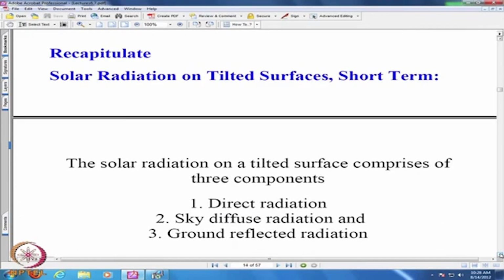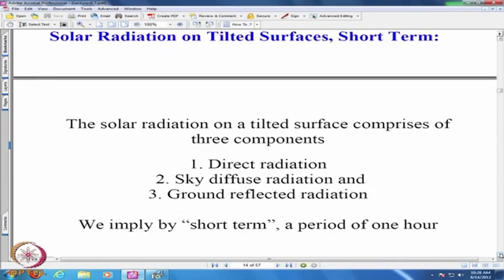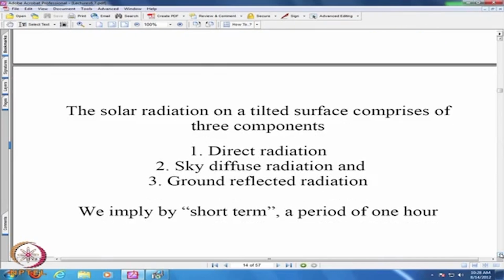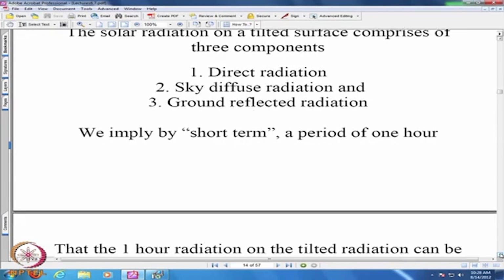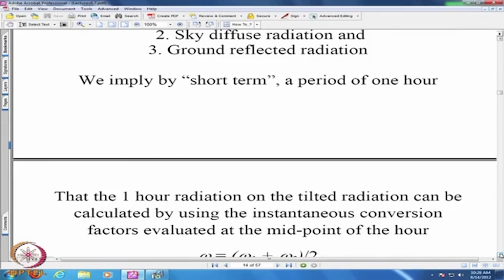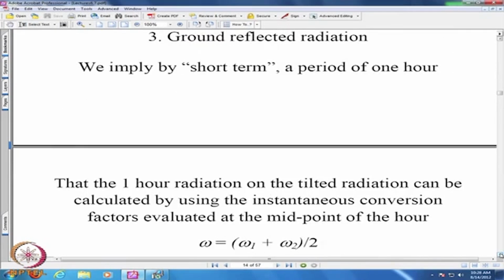The solar radiation on a tilted surface in general comprises of three components: direct radiation, sky diffuse radiation and ground reflected radiation. We imply by short term a period of 1 hour, and that the 1 hour radiation on the tilted surface can be calculated using instantaneous conversion factor at a point equal to the midpoint of the hour. If the hour is designated as duration between omega 1 and omega 2, you calculate R b at omega given by omega 1 plus omega 2 by 2.